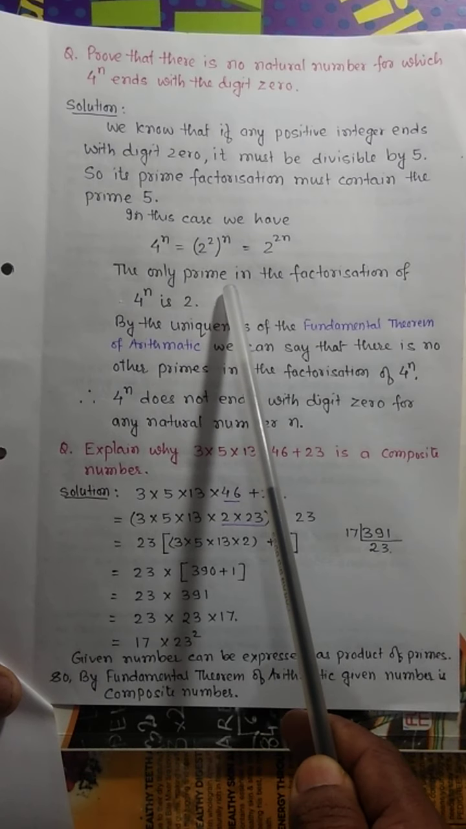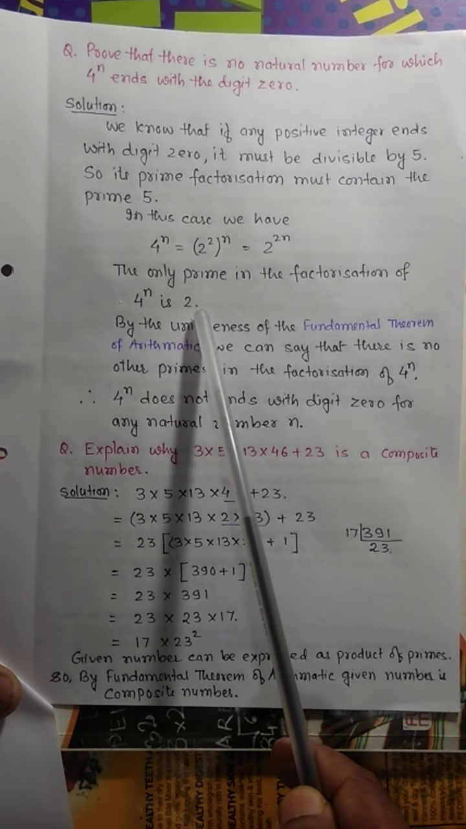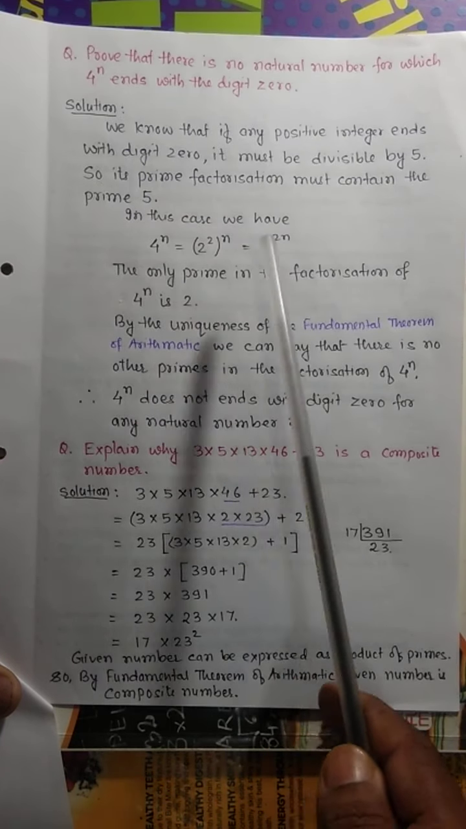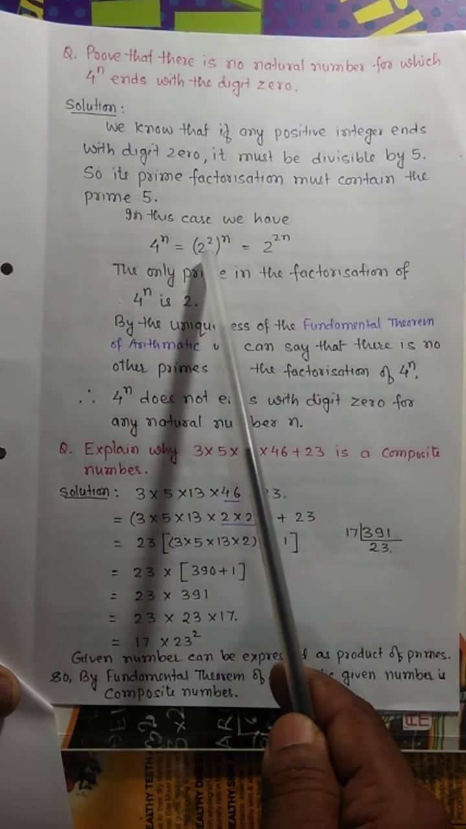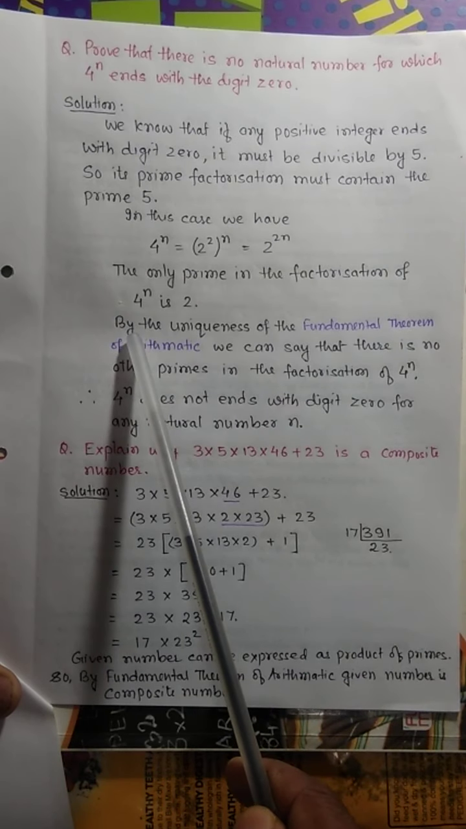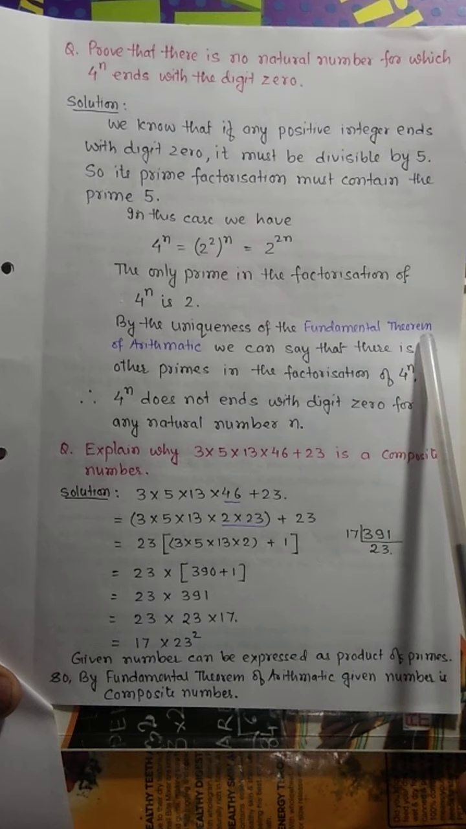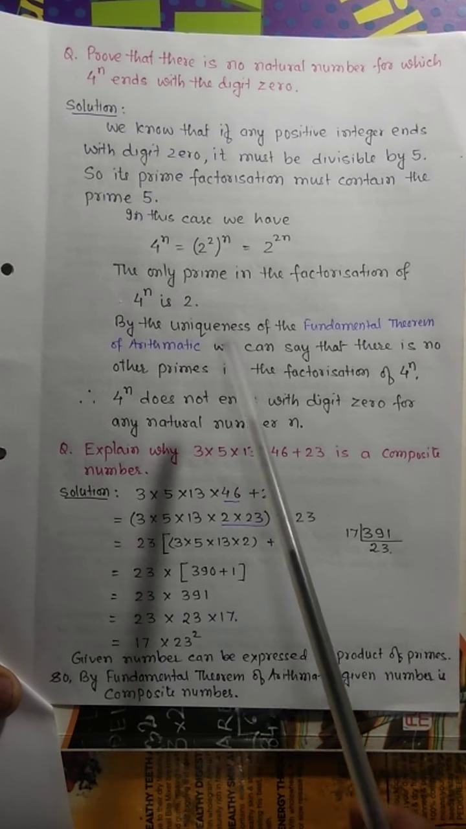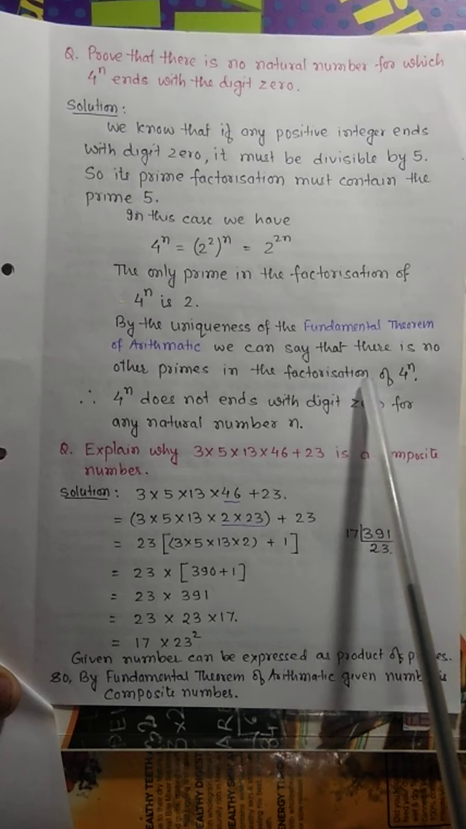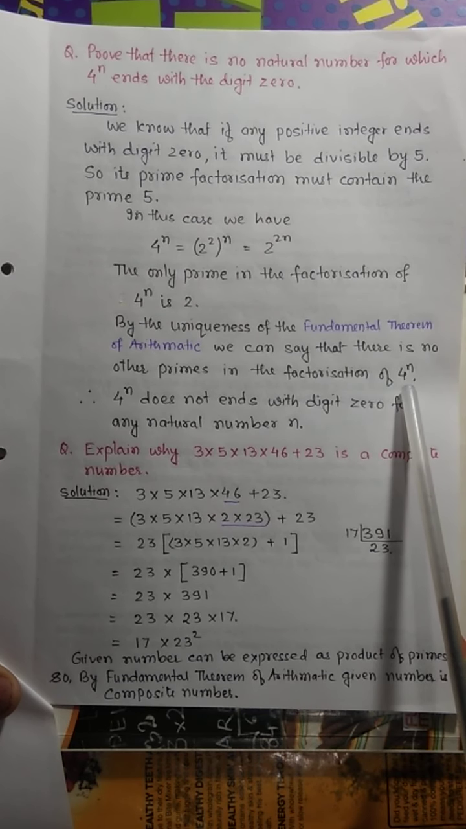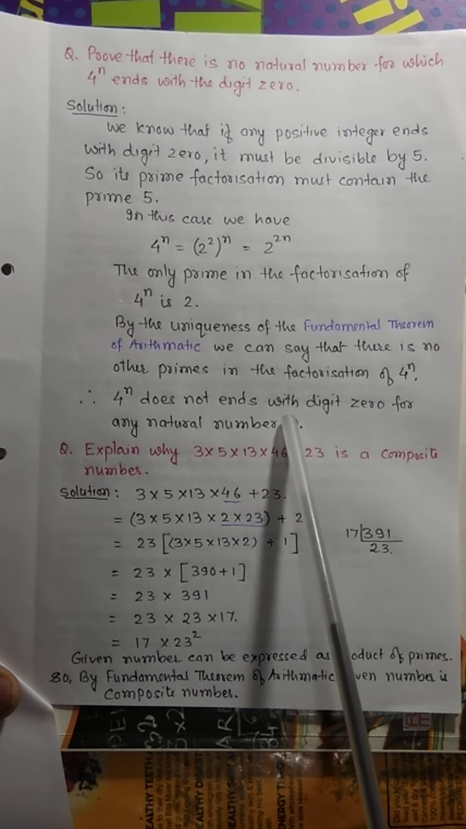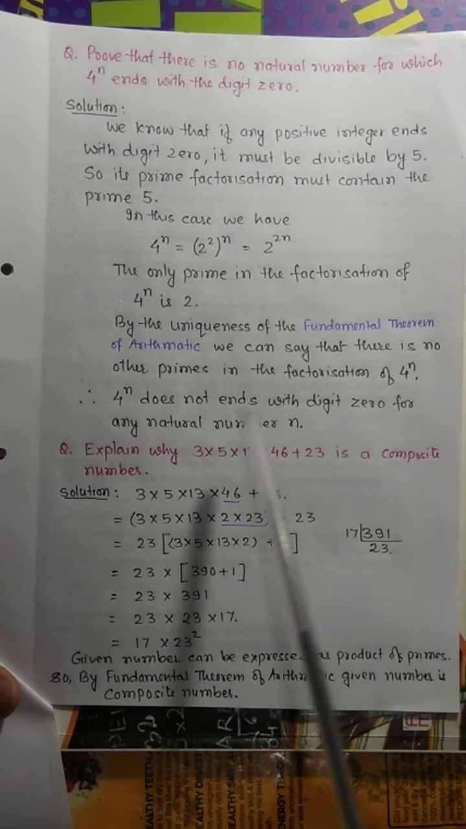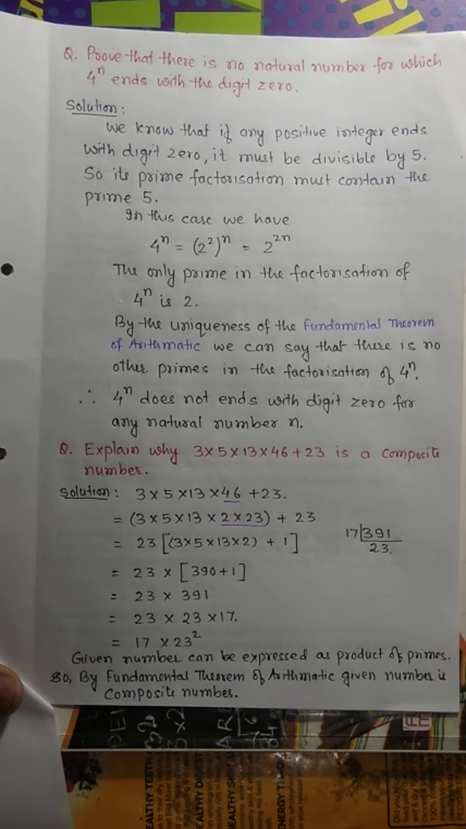The only prime in the prime factorization of 4 power n is 2. So the only prime number available in 4 power n is 2. By the uniqueness property we have studied in the fundamental theorem of arithmetic, prime factorizations are unique, so we can say that there are no other primes in the factorization of 4 power n. Therefore 4 power n does not end with digit 0 for any natural number n.